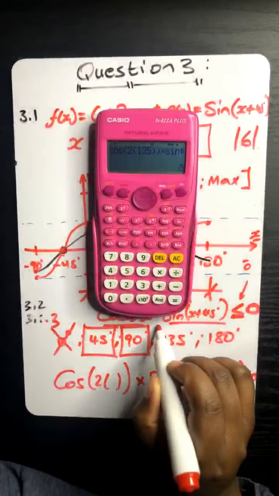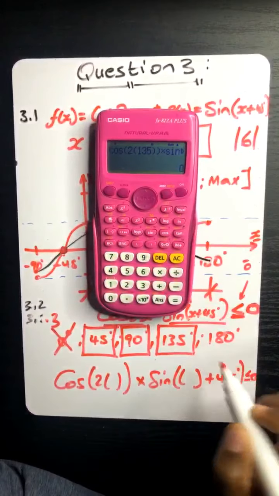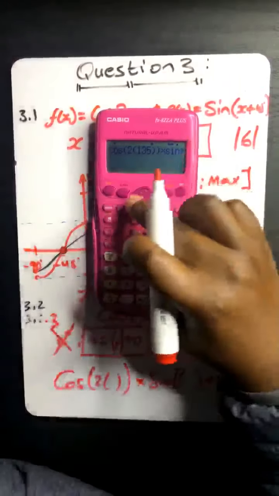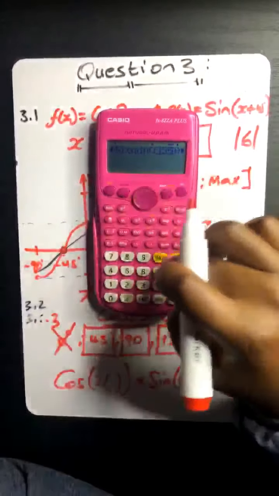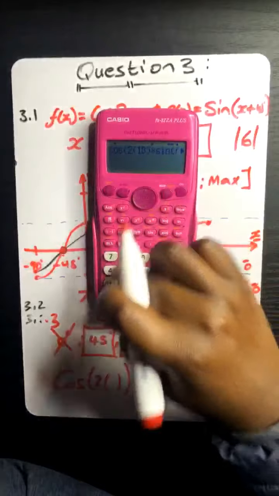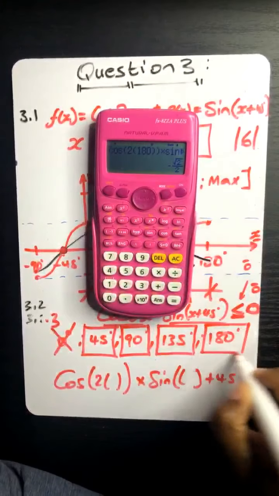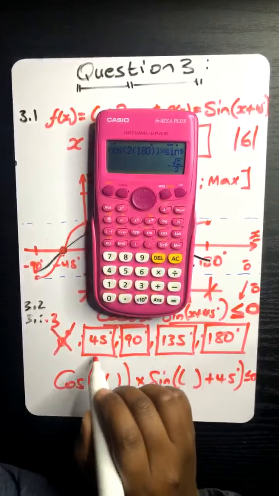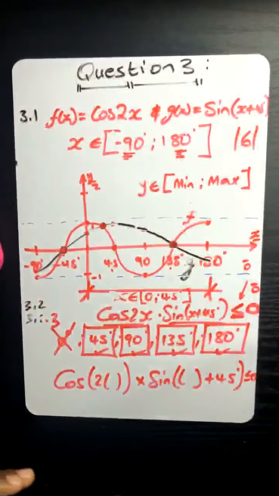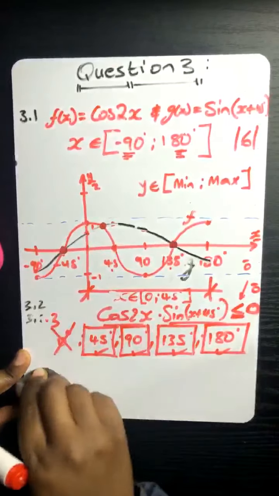Yes, 135 also is giving 0. So remember, you just need a negative value or 0. That's all that you're looking for. Let's go and edit and look for 180, and then 180, yes, I'm also getting a negative value. So that means these are the answers, guys. These are the answers. But remember, you need to mathematically represent these answers.